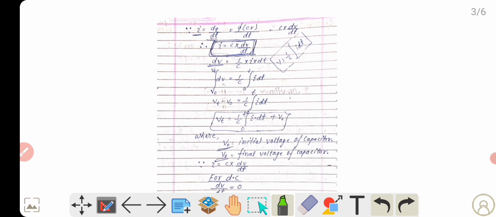If we want to calculate the value of voltage, then as we know, if we calculate the value of dV by dt from here, it comes dV by dt is equal to 1 by C into I. Now my dear friends, if we integrate dV from initial voltage V0 to final voltage Vt, then the equation becomes integration from V naught, which is the initial voltage of the capacitor, to Vt, which is the final voltage of the capacitor, dV is equal to 1 by C, and integration from 0 to t, meaning the initial time is 0 and the final time is t, of I dt.